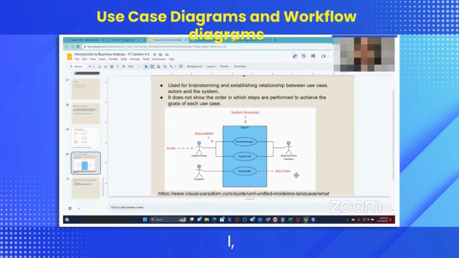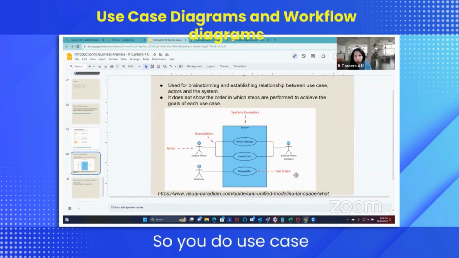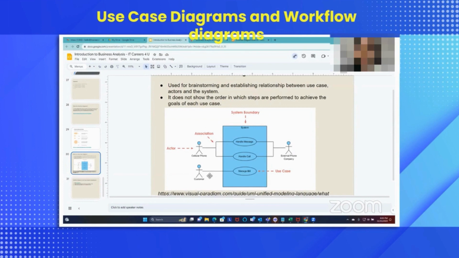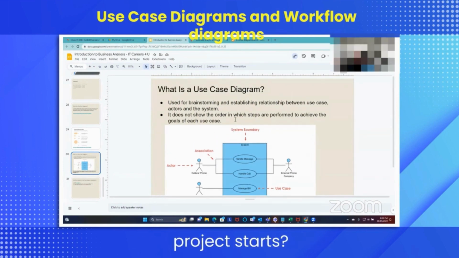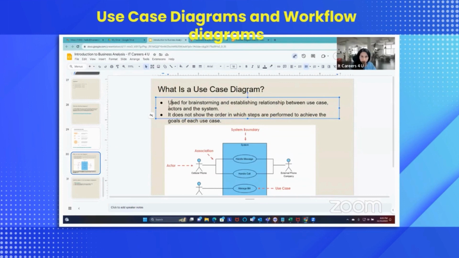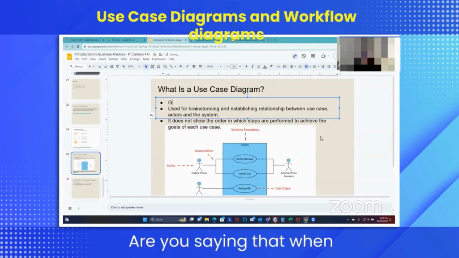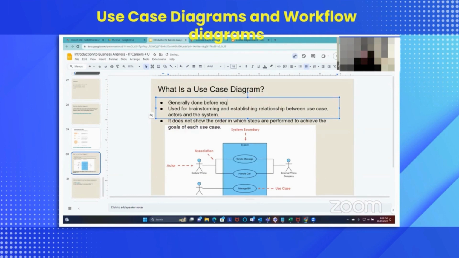Okay, thank you. Well, I know that this is, I'll do this after I've gathered the requirements. Am I right? So you do use case diagrams before you begin requirements. Okay. Brainstorming before the project starts. So are you saying that when you do use case diagrams, that's just to identify what needs to be done? Yes, not the steps. Okay. So generally done before requirements start.